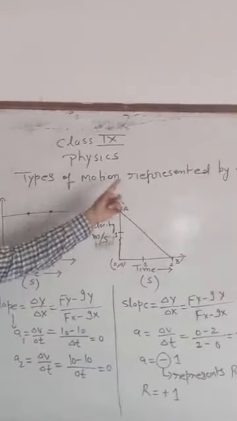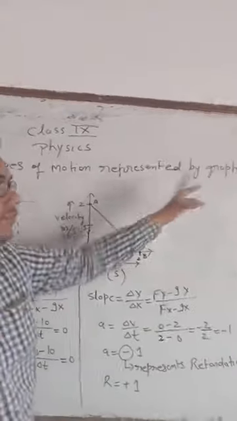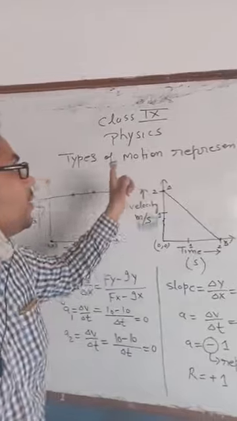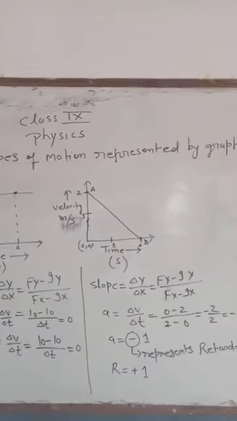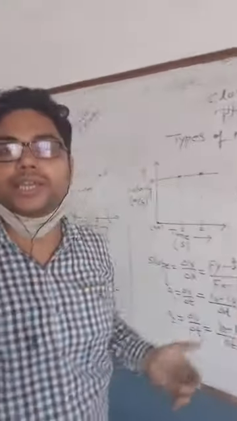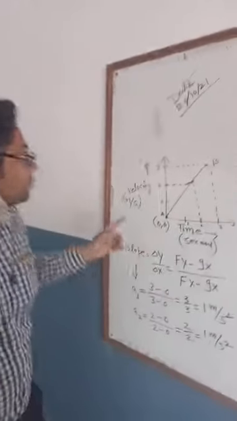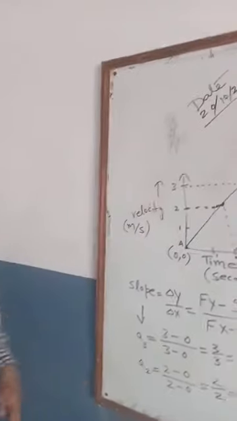Students, today we will study the types of motion represented by the graph, that is in chapter 1 of class 9 physics. Okay? Now we will discuss the different graphs. So we will start from the first graph.